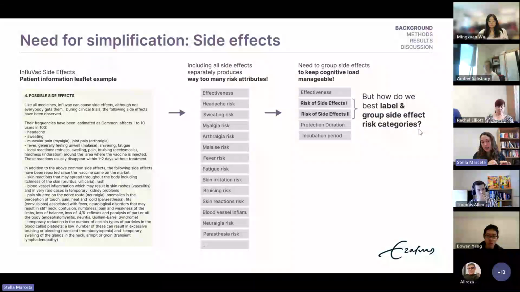And if you would take each individual side effect and put it in as an attribute, we would end up with way too many attributes and cognitively overload anyone trying to fill in these choice tasks. So we need to group or categorize them to keep this cognitive load manageable. But that, of course, raises the follow-up question: how should we group them? And then how should we label these groups?